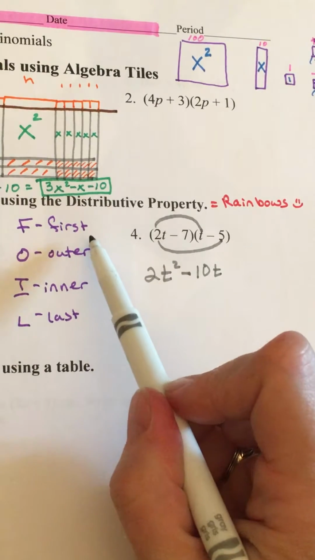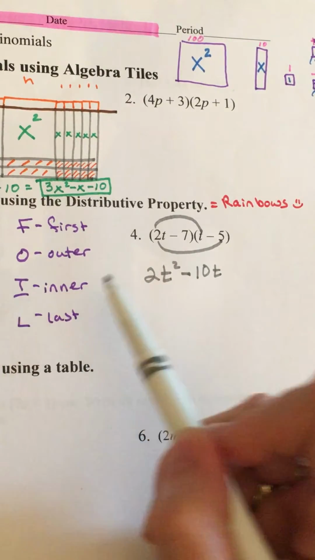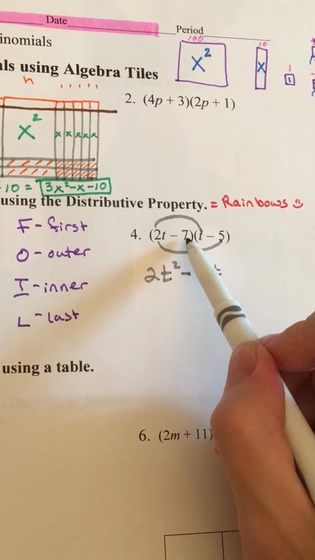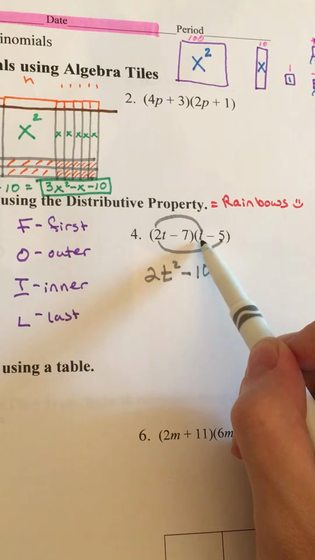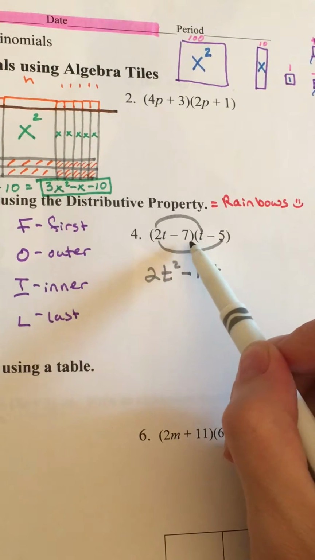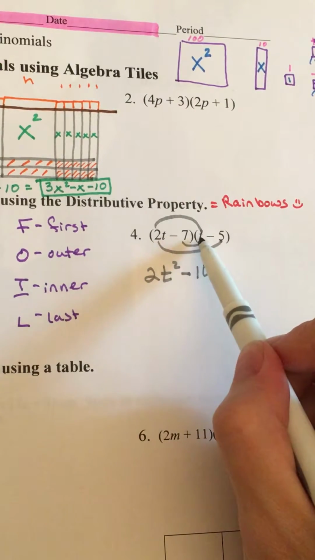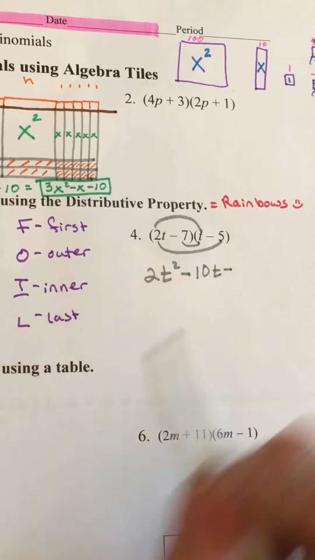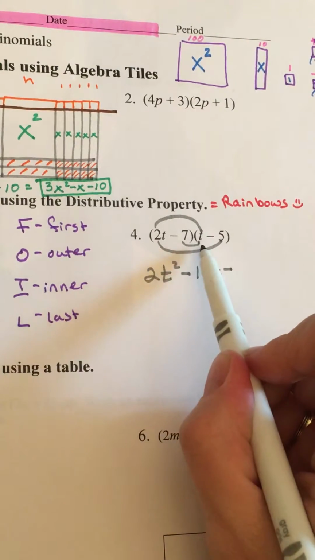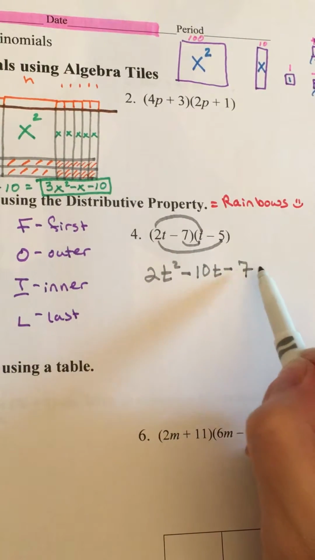Inner, we've done first, we've done outer. Let's look at the inner. So 7 is in the middle and t is in the middle. Let's multiply these together. A negative times a positive is a negative. 7 times t is 7t.